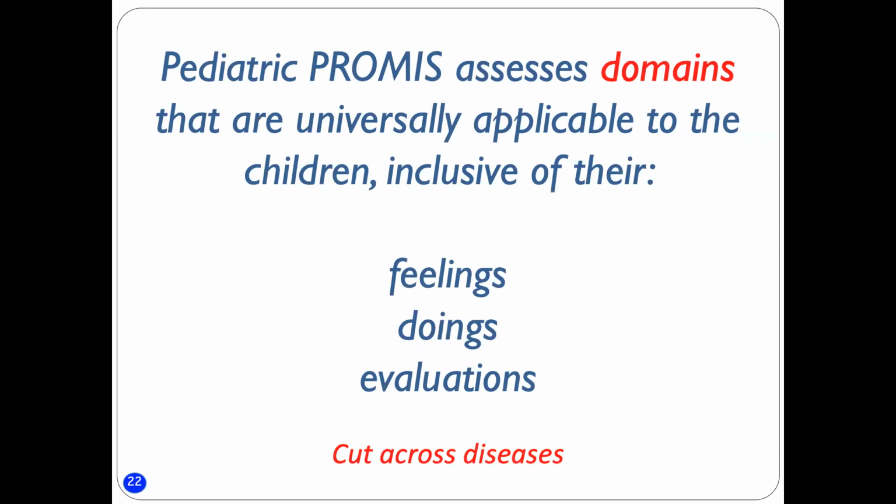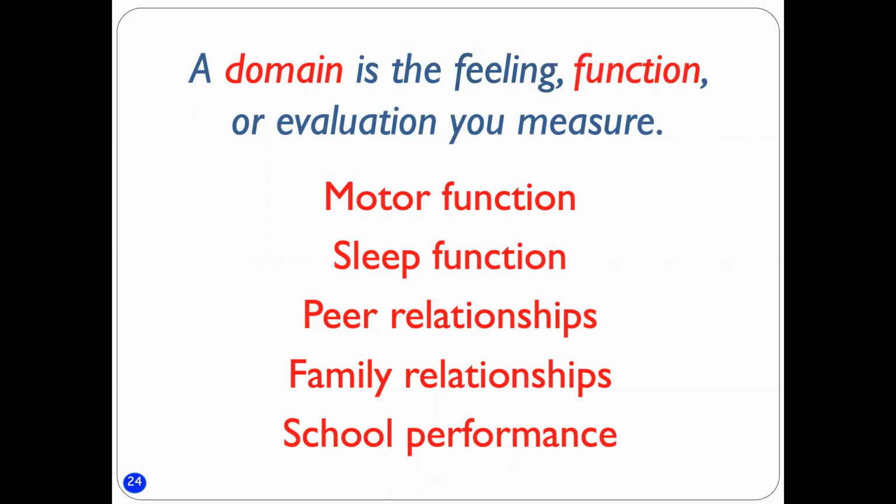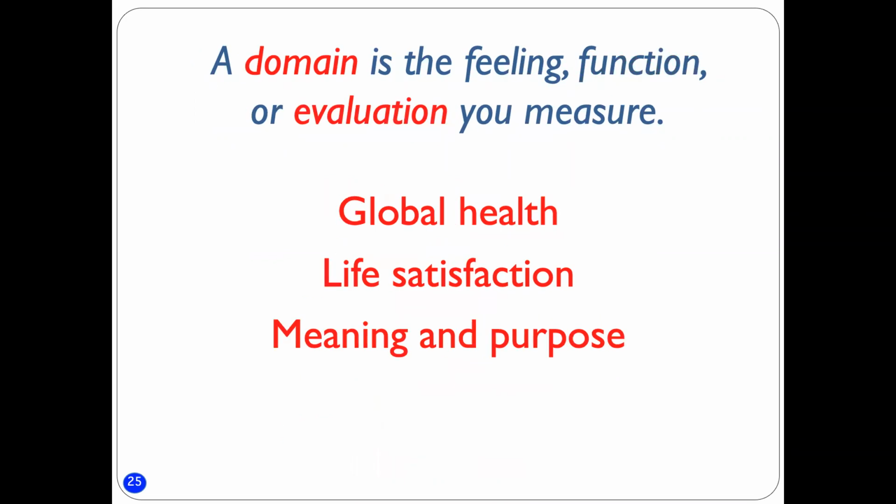Now, Pediatric PROMIS assesses domains that are universally applicable to children, and it includes in the PROMIS suite measures related to their feelings, i.e. symptoms, their doings, i.e. their functioning, and their evaluations of their health and life, i.e. their well-being. So examples of domains in the feeling category would be fatigue, pain, anxiety, anger, sadness, happiness. These are all either physically or emotionally experienced symptoms. On the functioning side, motor function, sometimes called physical functioning, sleep functioning, peer relationships, family relationships, and school performance.